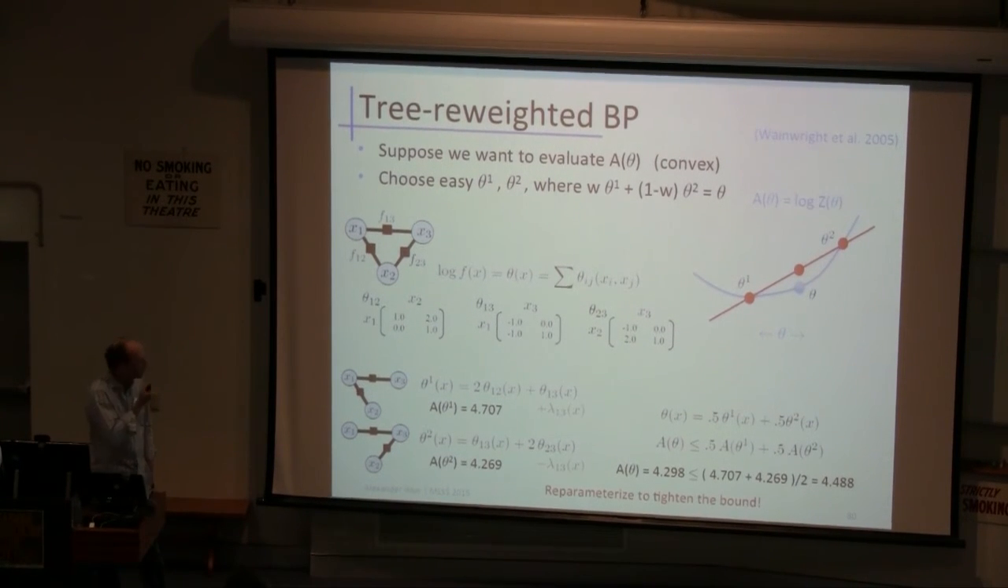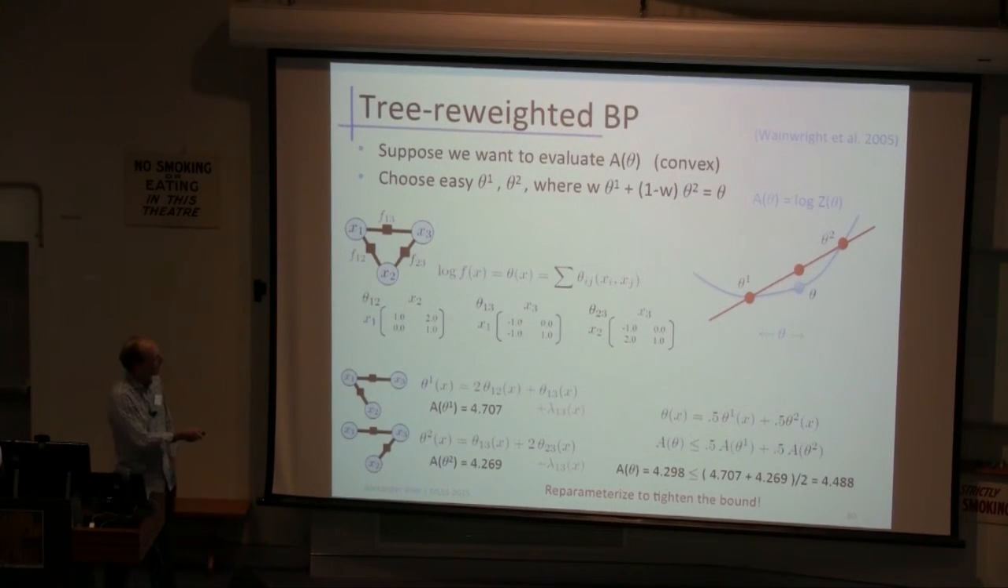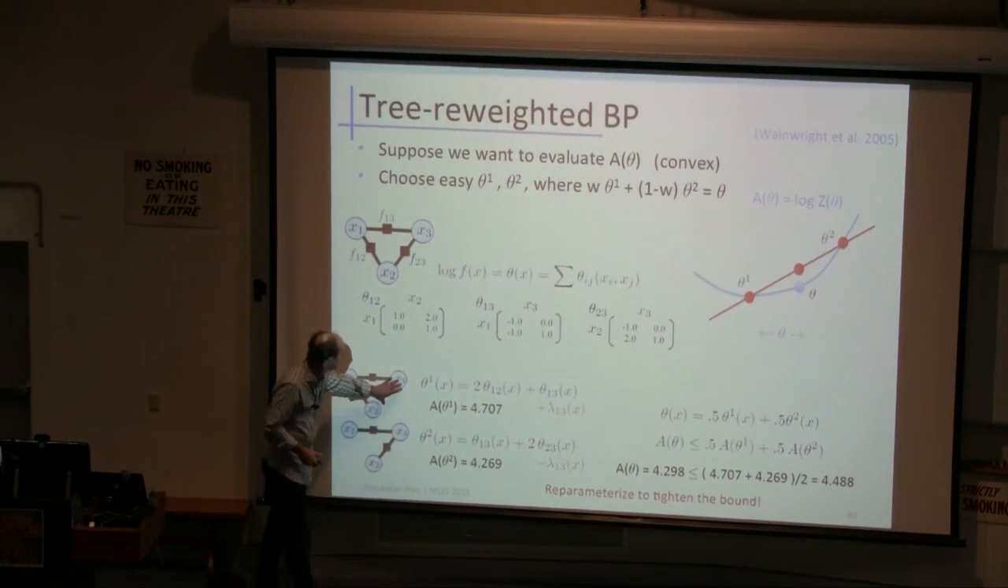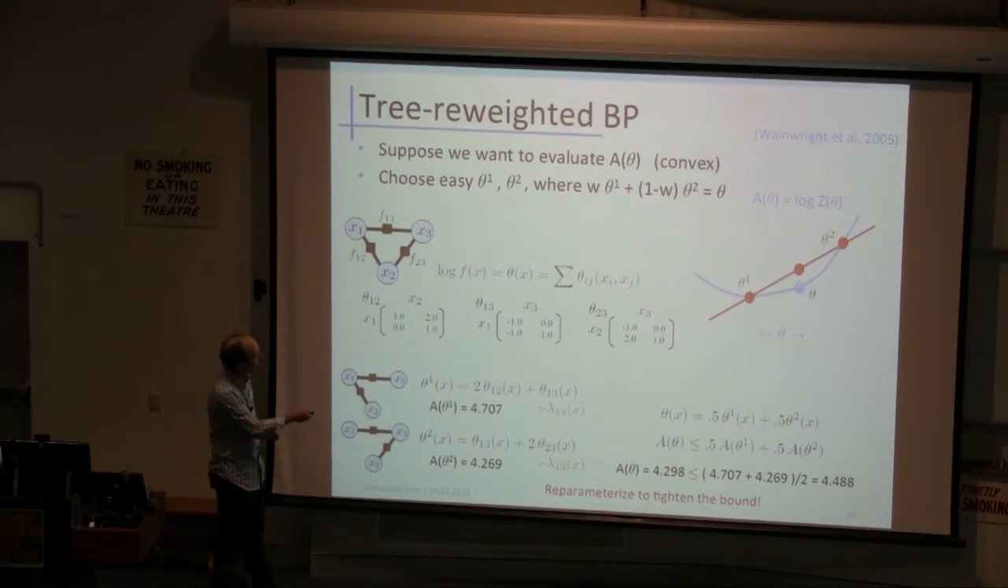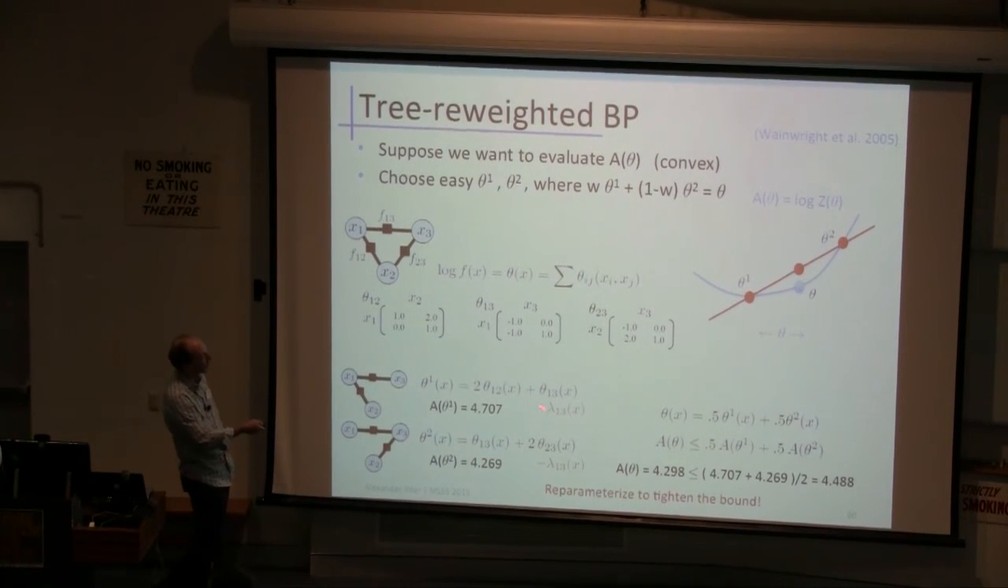And just like with dual decomposition, we can actually tighten this bound by, again, reparameterizing. So if we have any variables that overlap between these two models, we can shift parameters from one to the other as long as they cancel, and that'll preserve that the convex combination of these two things is still equal to theta. And so by adjusting these parameters, I can tighten this bound.